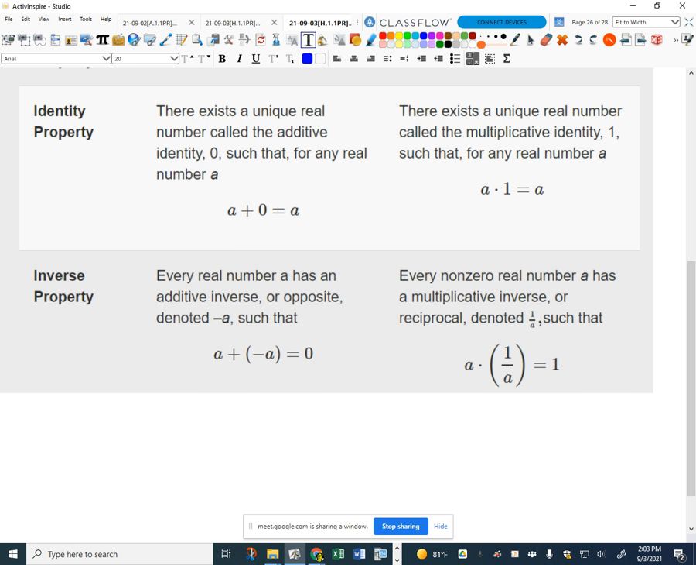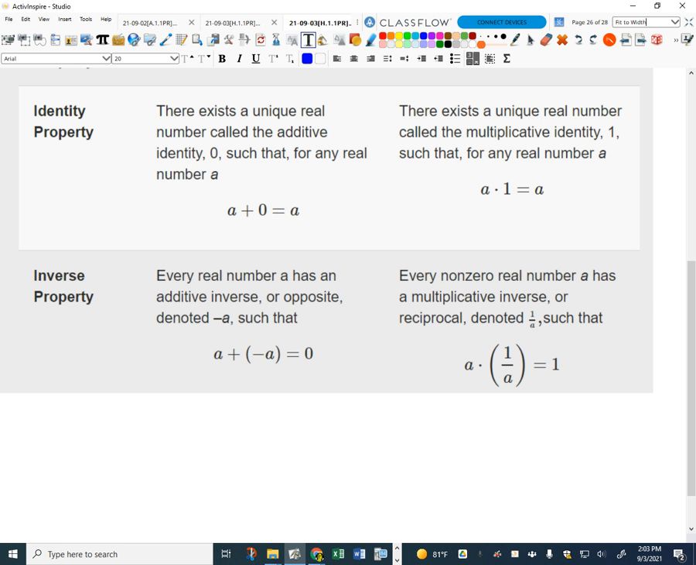Identity property, remember there's this unique identity number for addition and multiplication so that when I add it to something, I don't change that something. Or if I want to multiply something by this number, I don't change that something. If I start off with A, whatever it is, if I add 0, it stays A. If I start off with A and I multiply by 1, the value remains A. Okay, so we preserve the identity.